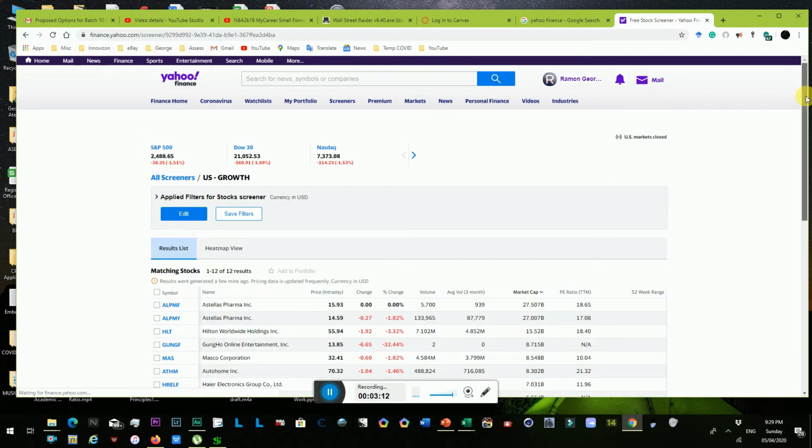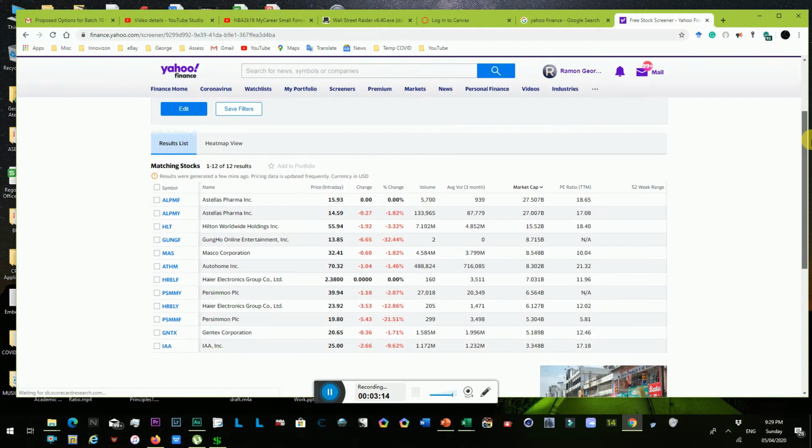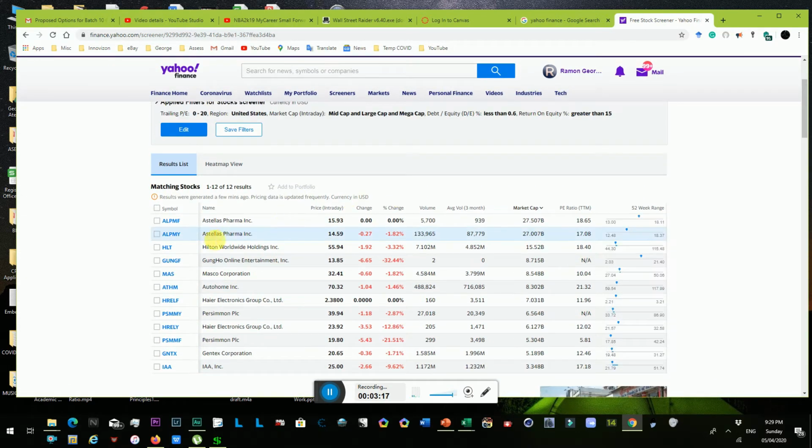So the stocks that are listed here are about 12. And of course, I don't know these companies because I'm not from the US. Astellas, Hilton Holdings, maybe connected with Hilton Hotels. Gung Ho Online Entertainment, sounds Chinese. Masco Corporation, Auto Home, Hyatt Electronics Group. I think I know this, right? Persimmon, Gentex Corporation. There might be a reason why they are trading below 20.